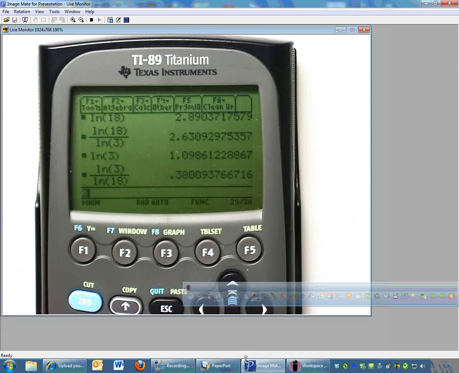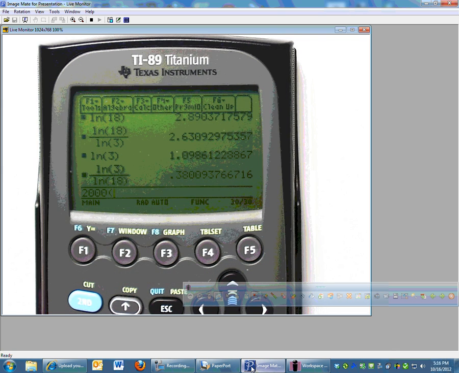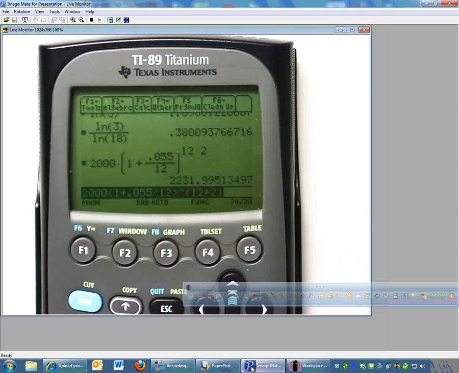It was 2,000 times, and I'm going to have to go back and forth here. Let's see, 2,000 times 1 plus 0.055 over 12. So 1 plus 0.055 divided by 12, close parentheses, to the power of, and then it was 12 times 2. I'm simply going to punch it in like that. I'm not going to do some cleaning up in the middle, you can just throw it all in the calculator at once, hit enter, and I get 2231.995.